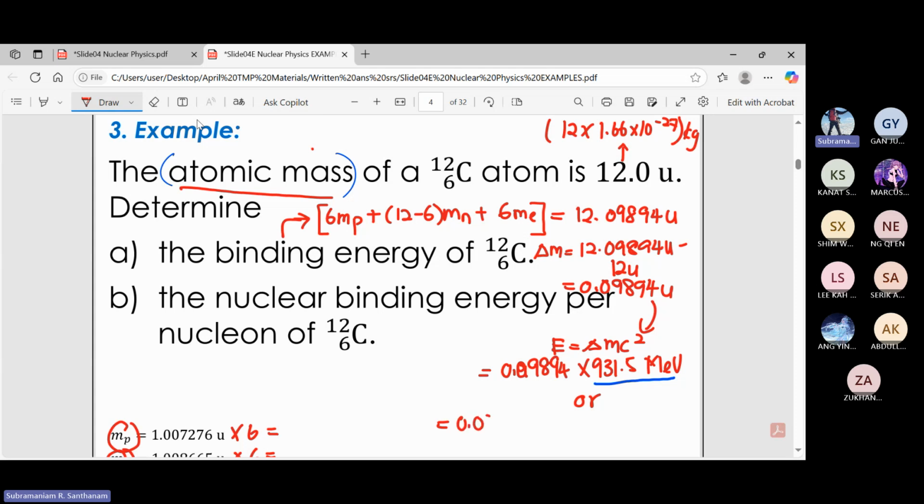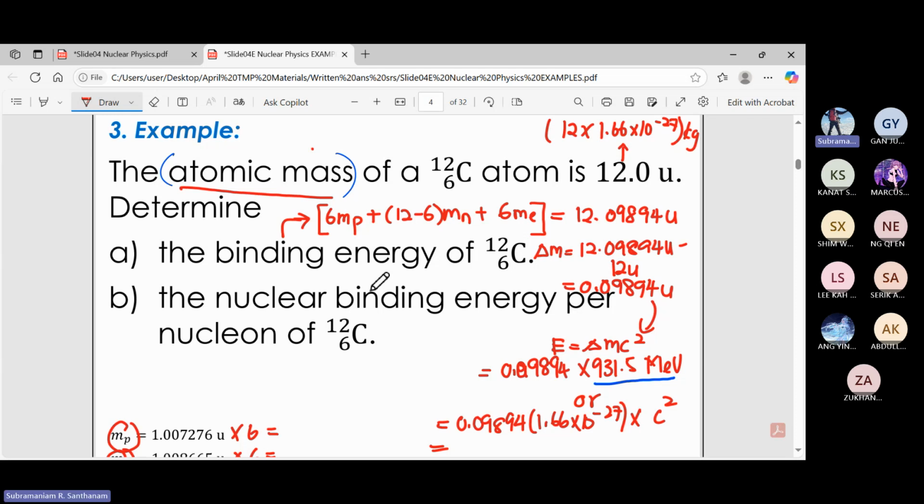So 0.09894 multiplied by 1.66 times 10 power of minus 27, then you multiply by your speed of light squared. In this case, you will get your answer in joules. Then you can convert to MeV if the question wants your answer in MeV. You just follow according to the question. This question does not mention whether they want the answer in joules or MeV, so fine.